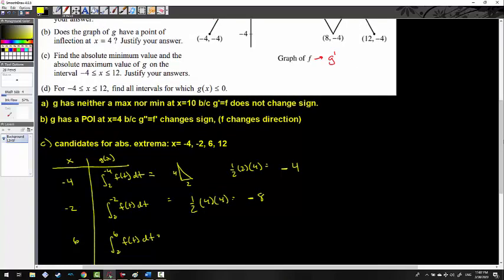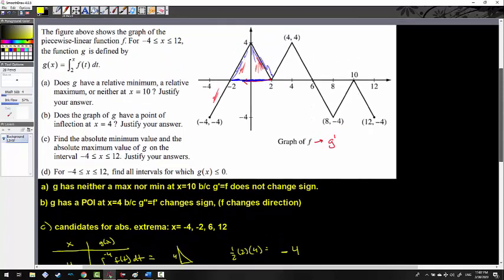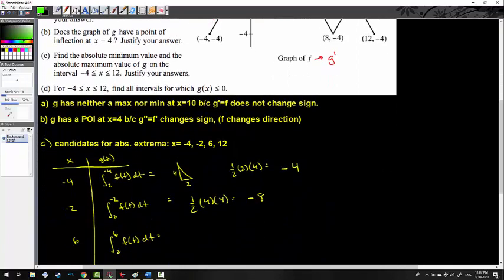From 2 to 6, I think that should be relatively simple. I'll change colors to green here. From 2 to 6, from here to here, it's the same elevation as this triangle, so I think this is just going to be 8. Cool, we're making good progress here.